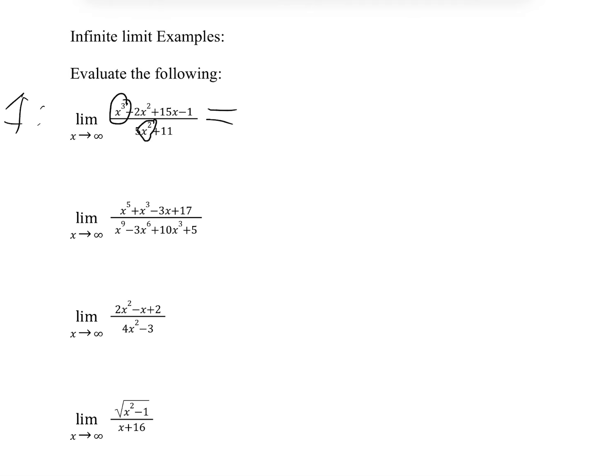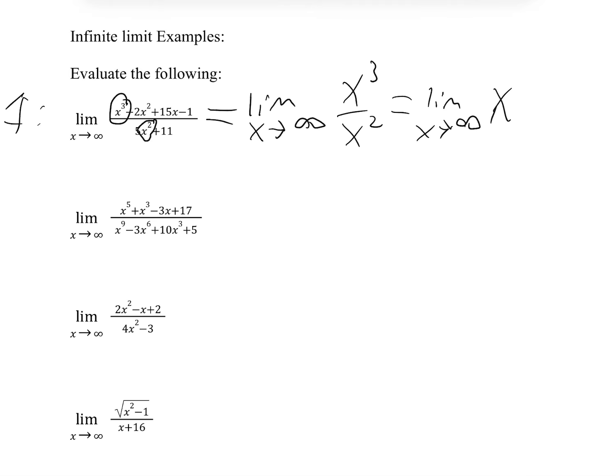So a pretty easy way to solve this is we can say this equals the limit as x goes to infinity of x cubed over x squared, because those are the terms that are going to impact it the most. And the 5 doesn't matter on the x squared either. So x cubed over x squared is x. And then we don't want to say it equals infinity, we want to say it approaches infinity. Or you can write does not exist, because infinity does not exist.